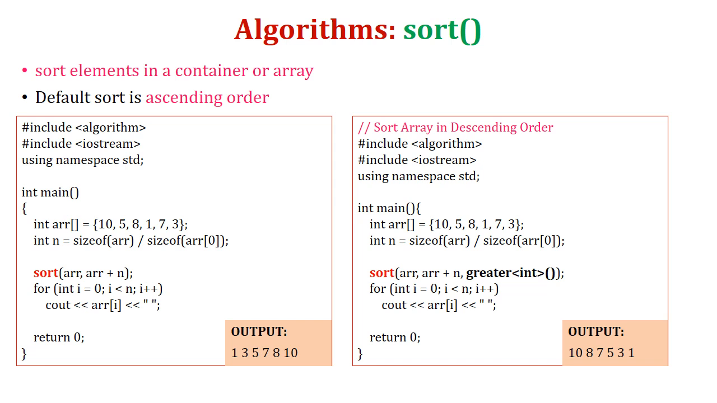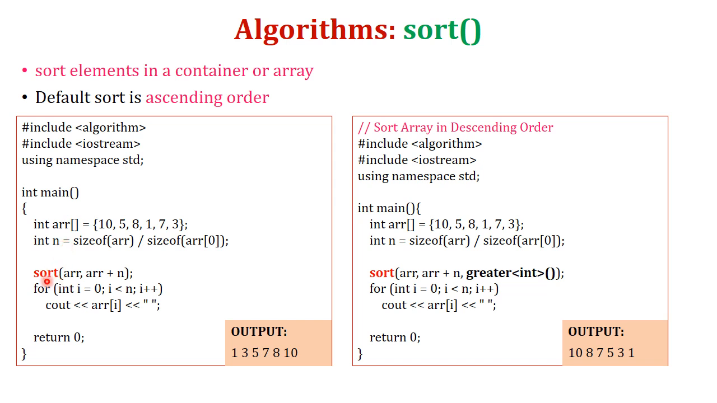And next one is the sort function. Sort the elements in the container or array. By default, it is the ascending order. For example, it is an array that is a collection of elements. Here we are finding the n value, equal to size of the array divided by size of arr[0]. Then it will find the n value.